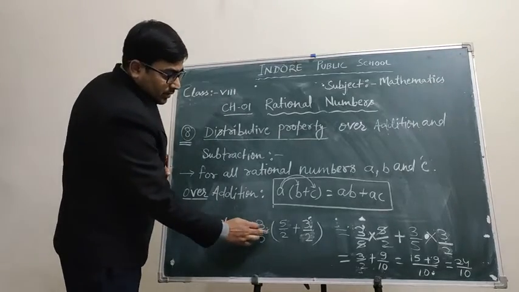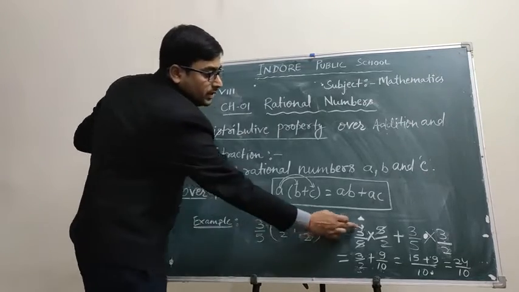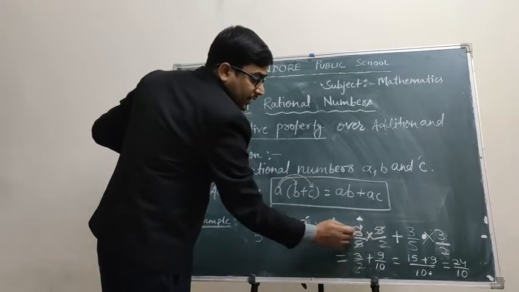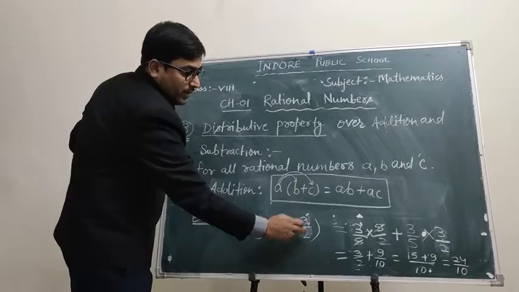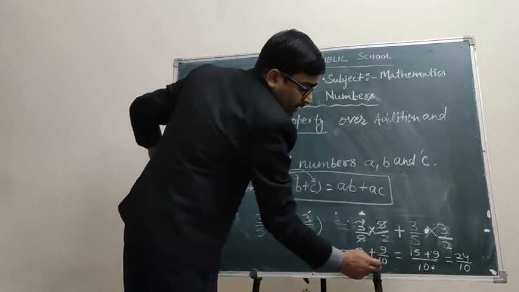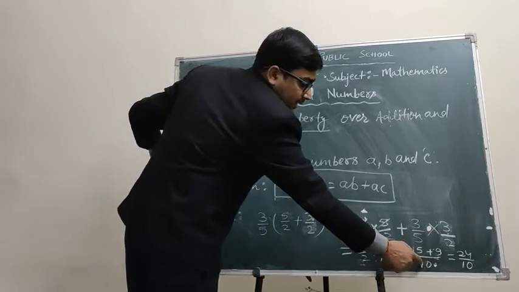For example, 3 by 5 multiplied with 5 by 2, plus 3 by 5 multiplied with 3 by 2. 5 cancels out. What we get? 3 by 2. Plus 3 by 5 multiplied with 3 by 2. What we get? 3 into 3, 9. 5 into 2, 10. Here LCM of 2 and 10 is 10.